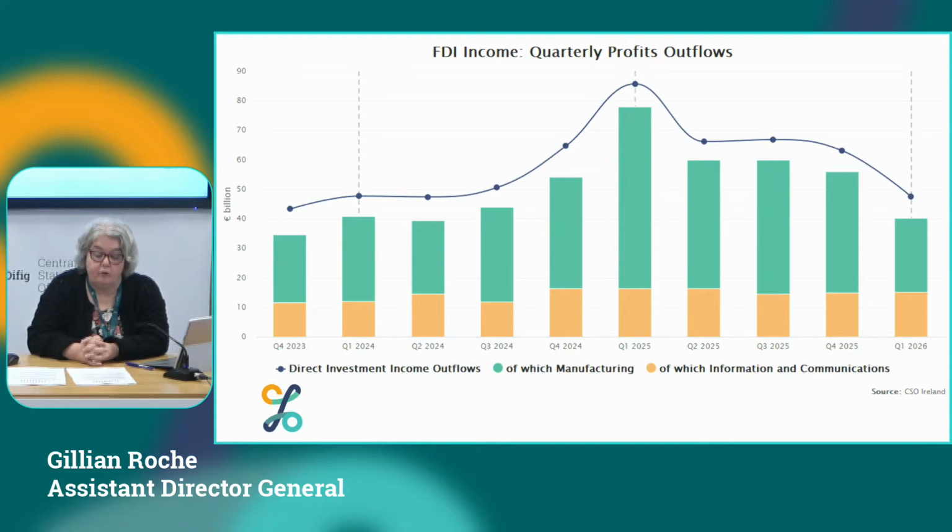So then looking at the quarterly profit outflows, again, we're seeing that downward trend over the year in the manufacturing sector there in green. So that's down 16.1 billion on last quarter, whereas the information and communication sector, the yellow bar, is up by 297 million on the last quarter. And over the year, we see that the manufacturing sector outflows are down by 36.4 billion, while the ICT sector is down by 1.2 billion.